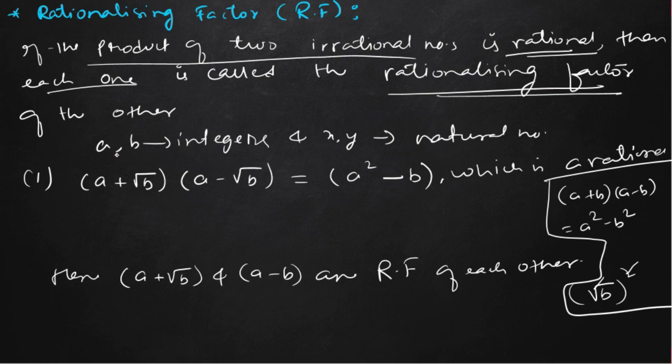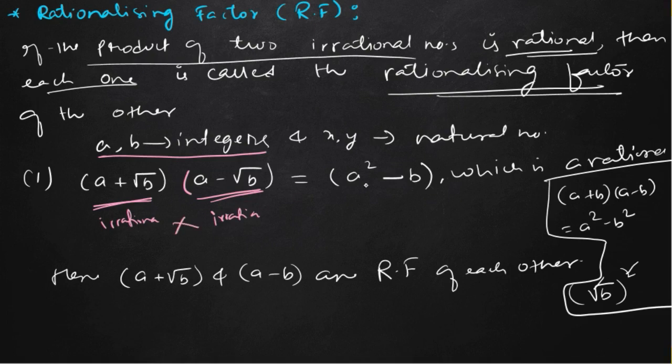Okay, so let us understand this with one example. Suppose we have taken a and b as integers and x and y as natural numbers; we may or may not take natural numbers also. As a and b are integers, suppose root b is irrational. Here our root b is an irrational number. So a plus root b will be irrational and a minus root b will also be irrational.